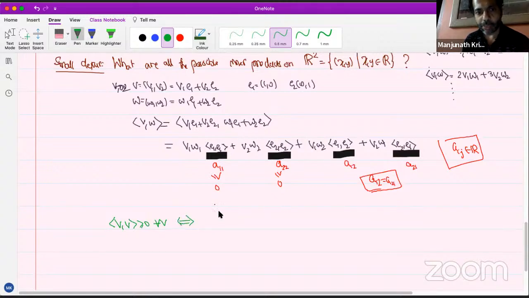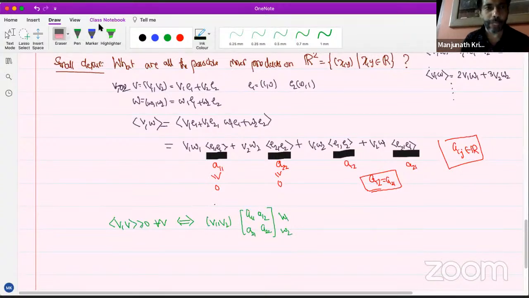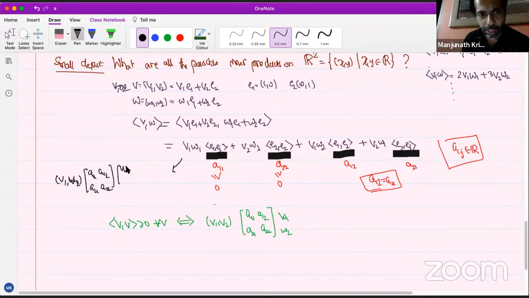What does this mean? It just means that if you look at this expression, this entire expression is nothing but, you can write it in matrix multiplication form as V1 V2 times the matrix A11 A12 A21 A22 times W1 W2.